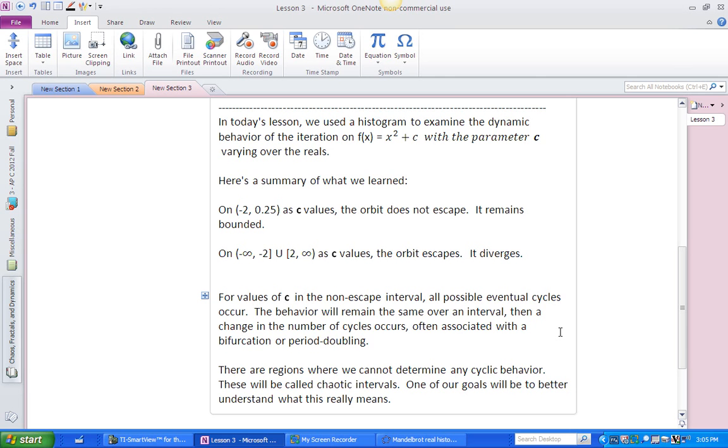The behavior remains the same over some interval, then there'll be a sudden change in the number of cycles, and that's often associated with a bifurcation or a period doubling. There are regions where we can't determine any cyclic behavior. These will be called chaotic intervals, where behavior becomes unpredictable, and one of our goals is going to be to better understand what this really means. So I haven't really defined that yet.